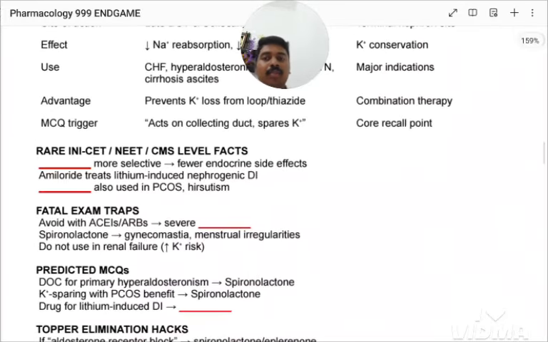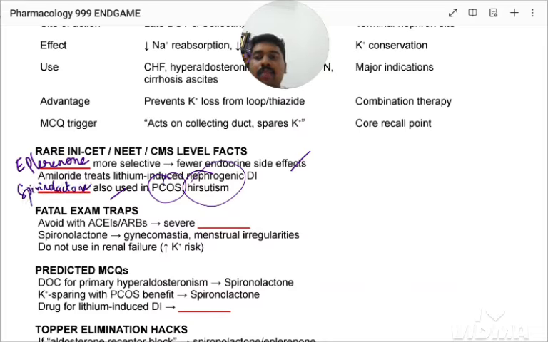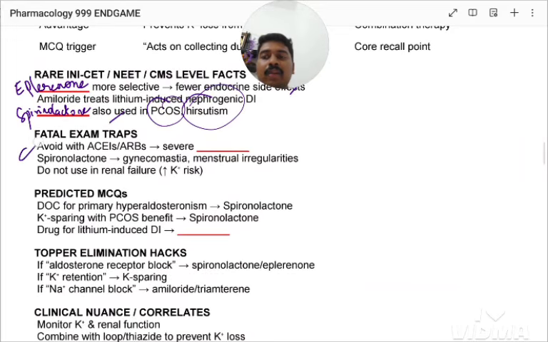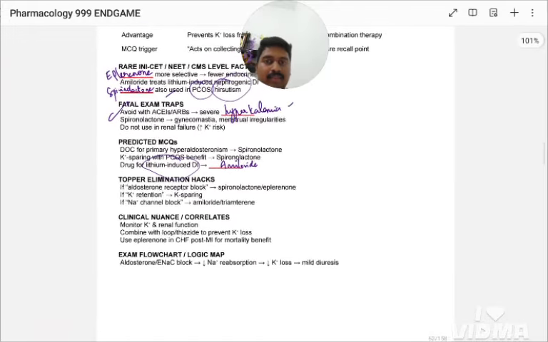So yes, which is more selective with fewer endocrine effects? Yes, very good, it is eplerenone, not spironolactone. Which is also used in PCOS and hirsutism? Spironolactone. Avoid with ACE inhibitors and ARBs. What you have to avoid? You have to avoid potassium sparing diuretics, because of risk of severe hyperkalemia and not hypokalemia. Drug of choice for lithium induced DI is amiloride. Remember, it is amiloride. Yes, very good.